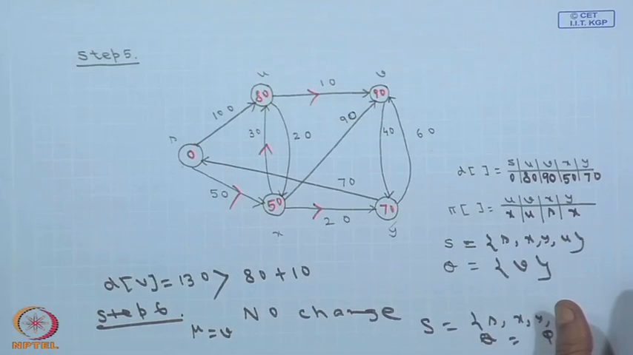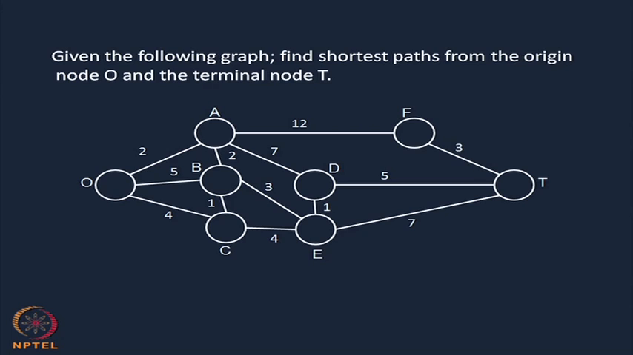And there is another problem which you can solve on your own in the same way. The only difference is it is an undirected graph. If you see, the graph is an undirected graph, that means I may go from O to A, or I may go from A to O also. You can solve it on your own. Thank you.